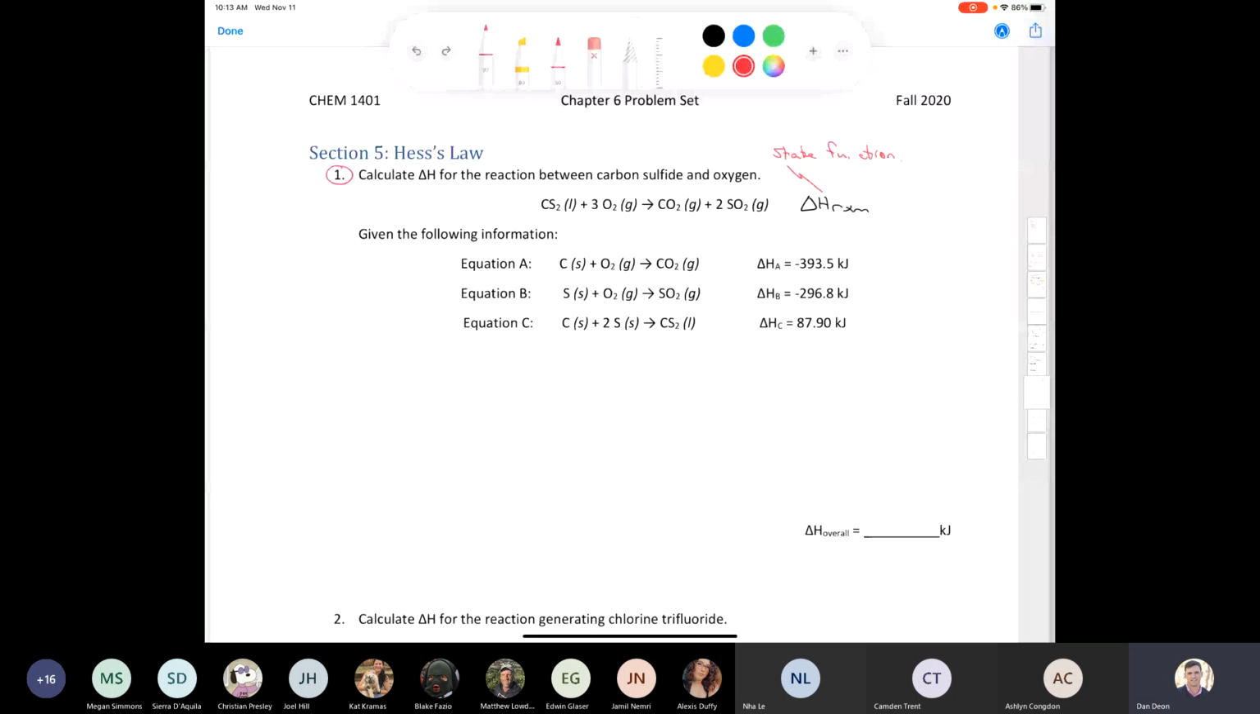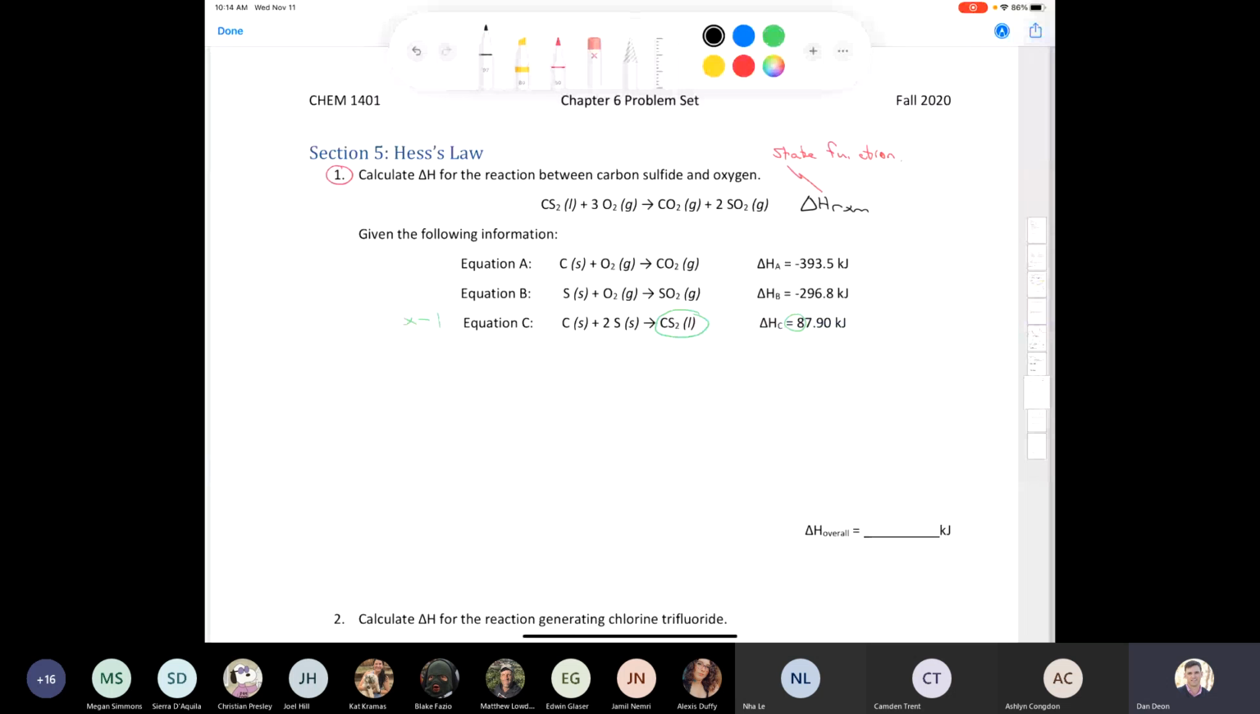Now, if you examine equations A, B, and C, the first thing I'm going to do is look for my carbon sulfide. The only place I see carbon sulfide is right here. There's none here and there's none here. So that means that I have to take equation C and I have to reverse it, don't I? Now, what happens when you reverse an equation? When you reverse an equation, you also reverse the sign of delta H. So we're going to take this whole thing and basically multiply it by -1. It's a way of just saying we're reversing it.